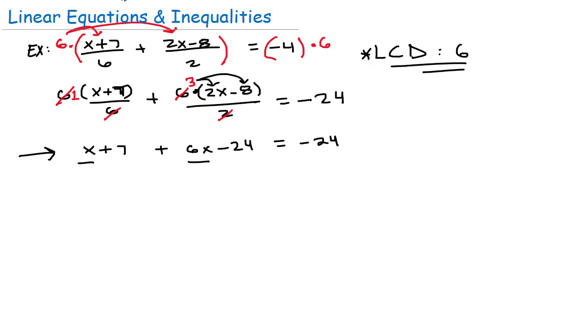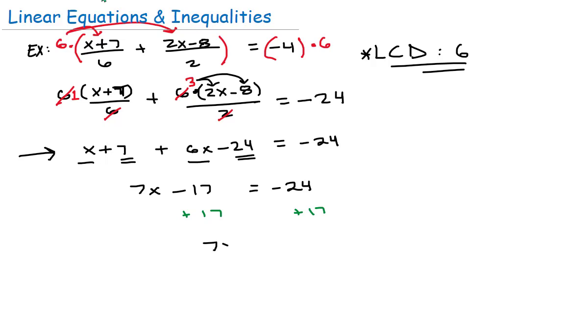Let's combine some like terms. We have a total of 7 x's, and then as far as our constants go, 7 minus 24 is negative 17, and then on the right side we still have negative 24, and then just a couple more steps. We're trying to get x by itself, so let's move over this 17 to the other side of the equal sign, and then we'll have one last step and get x.